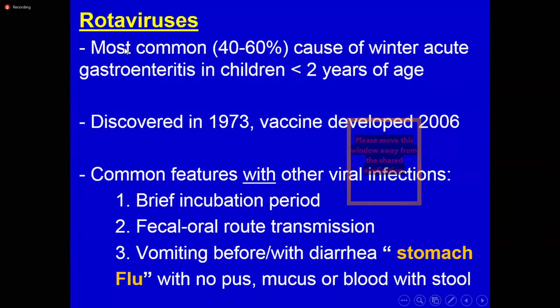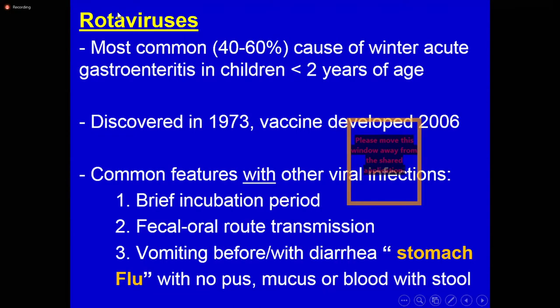Starting with rotavirus. Most common, 40 to 60% of winter acute gastroenteritis. The age, less than 2 years of age. And I did mention this. A vaccine is available now against rotavirus, which was discovered in 1973. Developed and manufactured in 2006. يعني من 2006 هذا الفاكسين موجود. فإذا لو سألنا عندنا فاكسين ضد الروتافيروس، الجواب نعم.